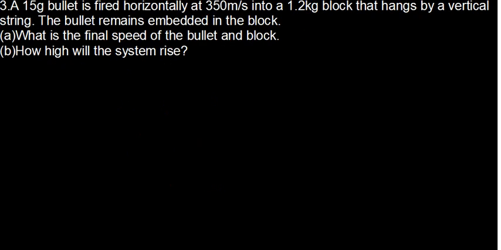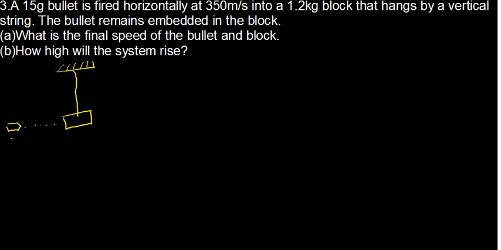Another question: a 15 grams bullet is fired horizontally at 350 meters per second into a 1.2 kg block that hangs by a vertical string. The bullet remains embedded in the block. So what we've been given is a vertical string where there is a certain mass. And then we've got a bullet which is fired. This bullet is fired horizontally, so it is moving straight, though my diagram is not that straight. So it's going to move straight and then hit this block.